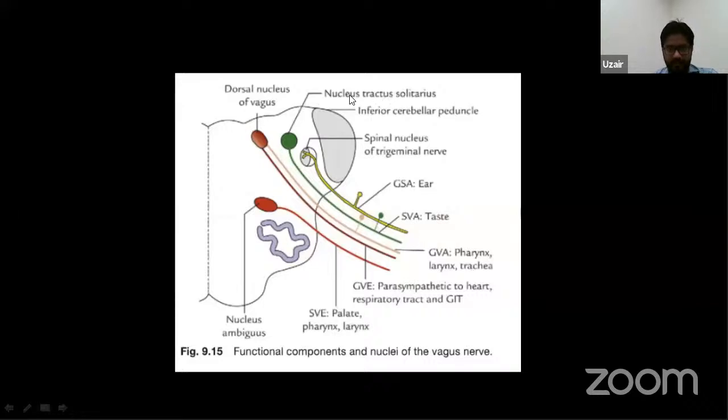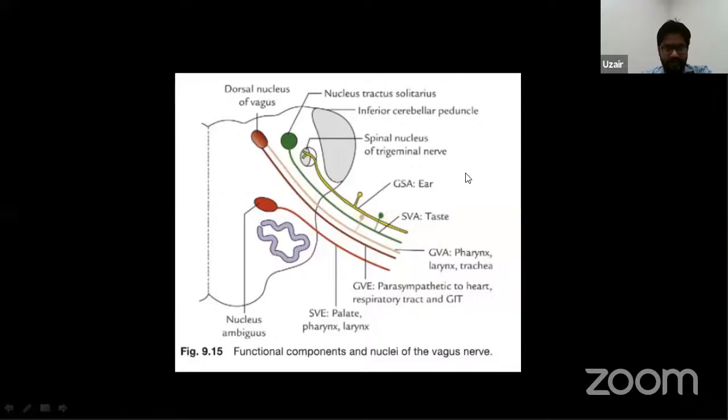Then we have the nucleus of tractus solitarius. These are the special visceral afferent fibers that carry taste sensation all the way up to the nucleus tractus solitarius in the brainstem. Then we have general somatic afferent fibers that carry somatic sensation from a small external part of the ear, and they are going to meet the spinal nucleus of the trigeminal nerve, which we discussed earlier is the chief nucleus responsible for somatic sensations.